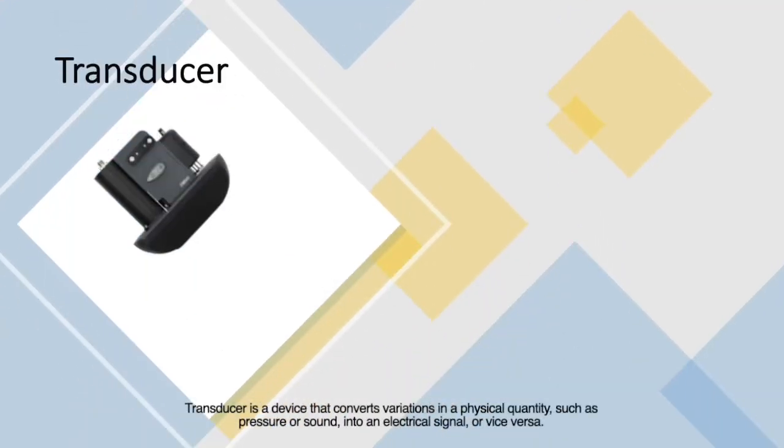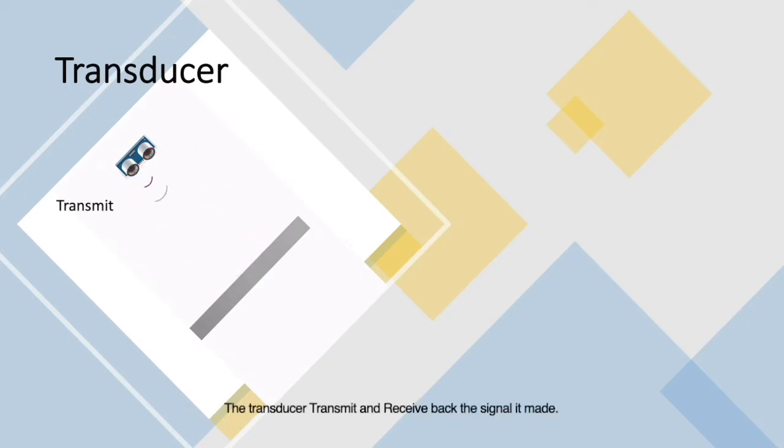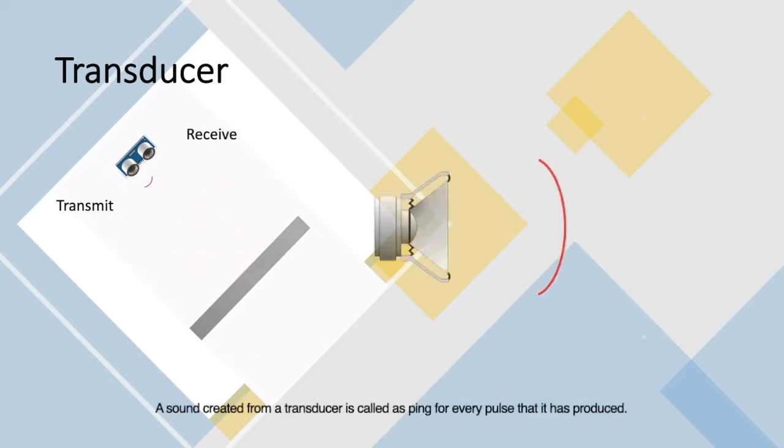A transducer is a device that converts variation in a physical quantity such as pressure or sound into an electrical signal or vice versa. The transducer transmits and receives back the signal it made. A sound created from the transducer is called a ping for every pulse that it has produced.